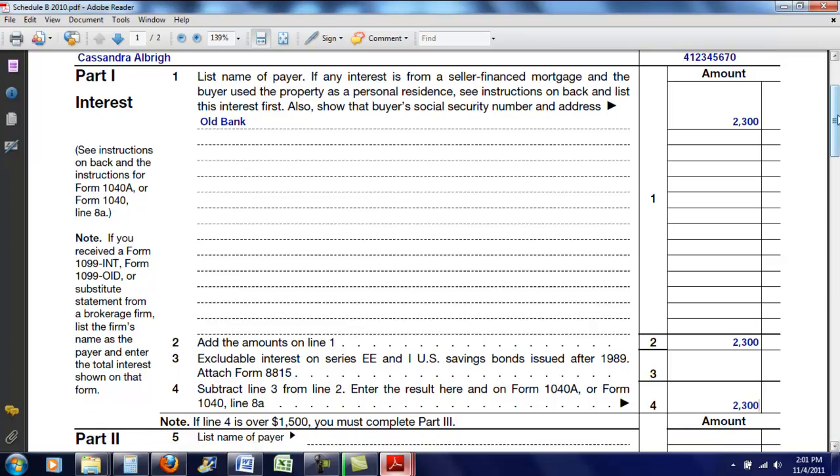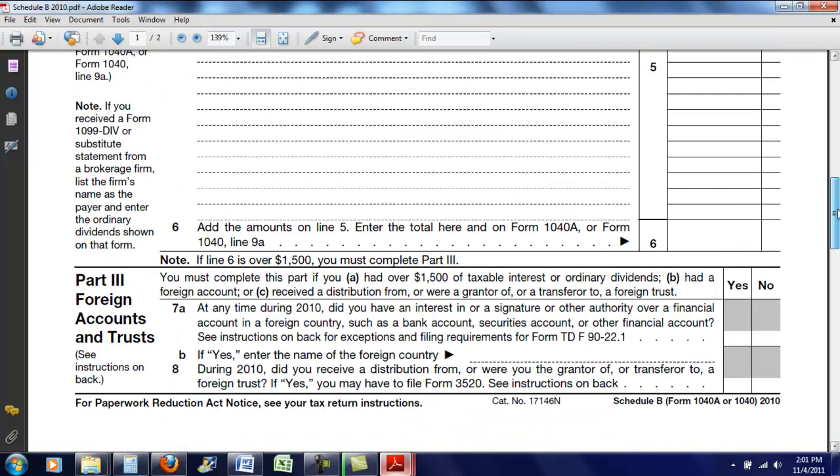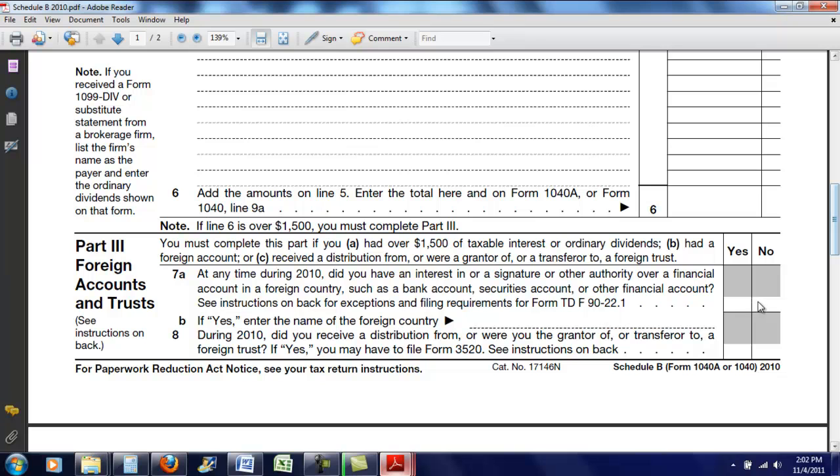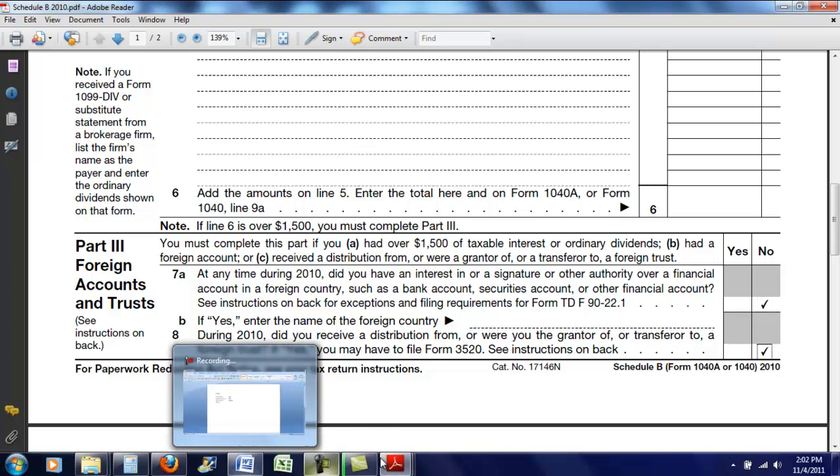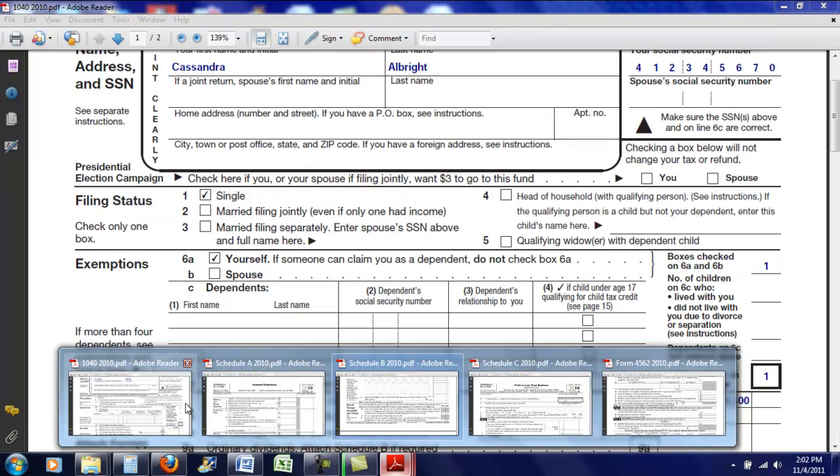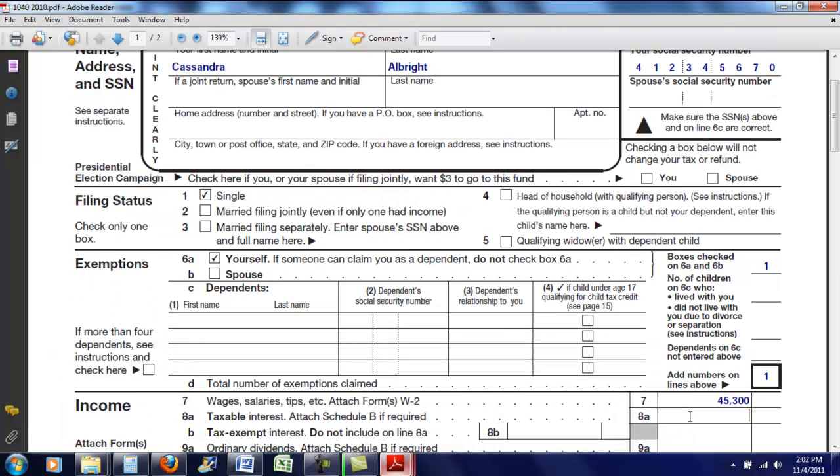We must complete part 3. She didn't have any money from a foreign country, and she didn't make any distributions or transfers to a foreign trust. So that's the first part of Schedule B. So we're going to bring the $2,300 back to line 8A.